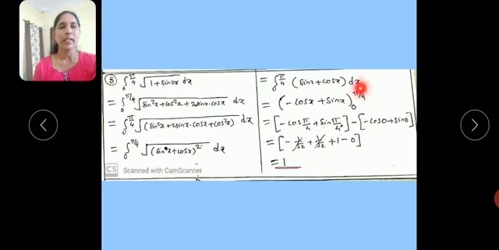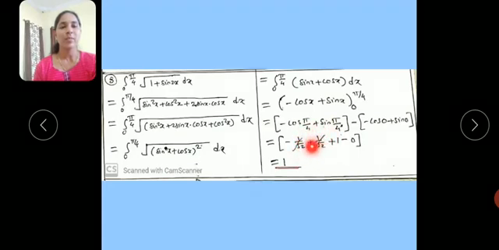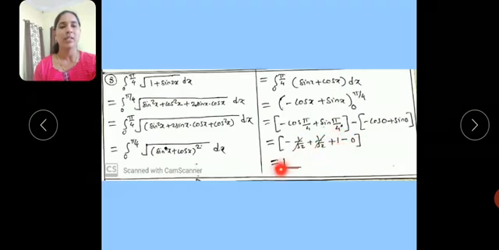First taking the upper limit pi by 4, then the lower limit 0. We get minus cos pi by 4, here the value of x replaced by pi by 4, sin pi by 4, minus of minus cos 0 plus sin 0. This is equal to minus 1 by root 2 plus 1 upon root 2 plus 1 minus 0. Calculating this step, we get plus and minus cancel, only 1 remaining, that is, the answer is 1.